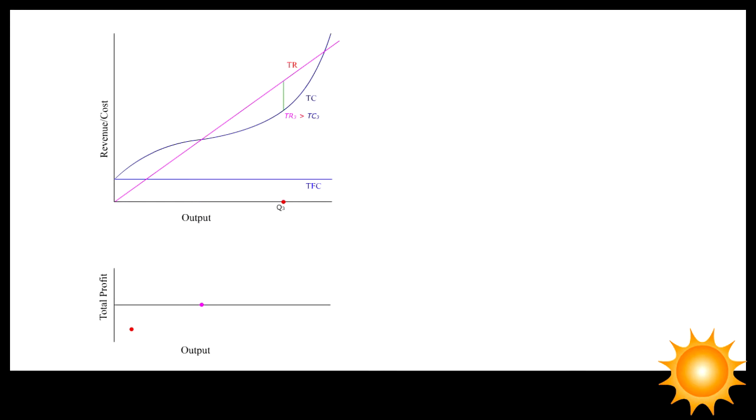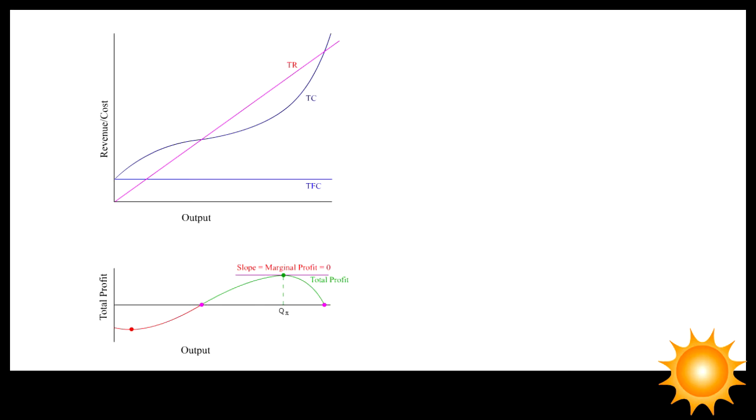At Q3, TR is greater than TC. Total profit is positive. At Q4, TR is equal to TC. Total profit is 0. Given these points, the total profit curve can now be drawn. Maximum profit occurs at the highest point on the total profit curve, where the slope of the tangent is equal to 0.